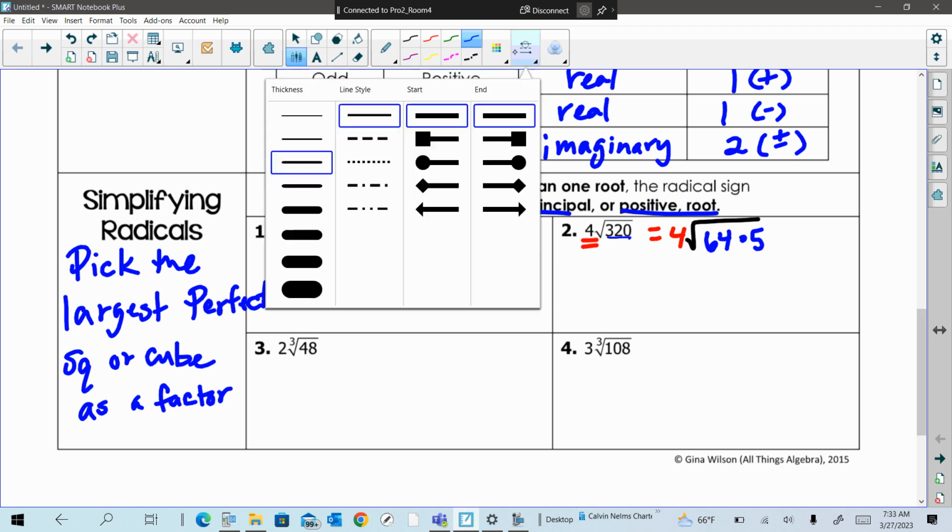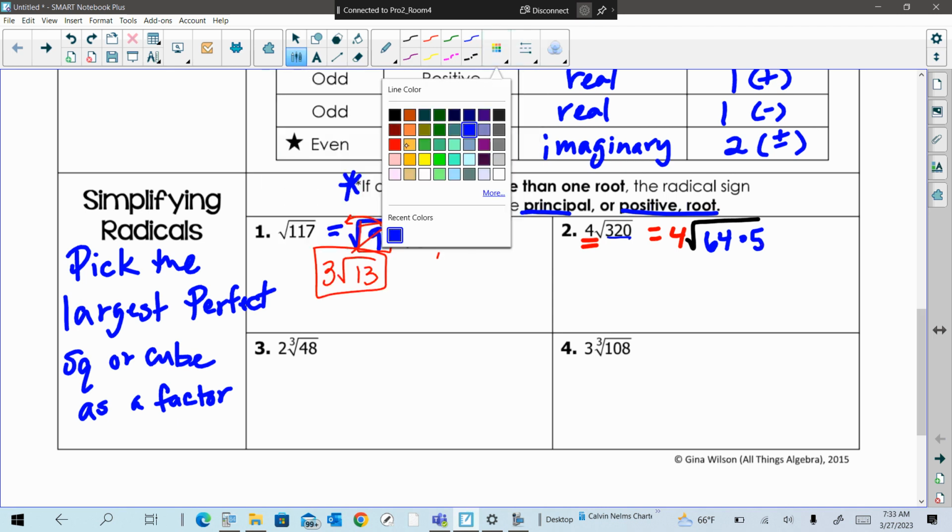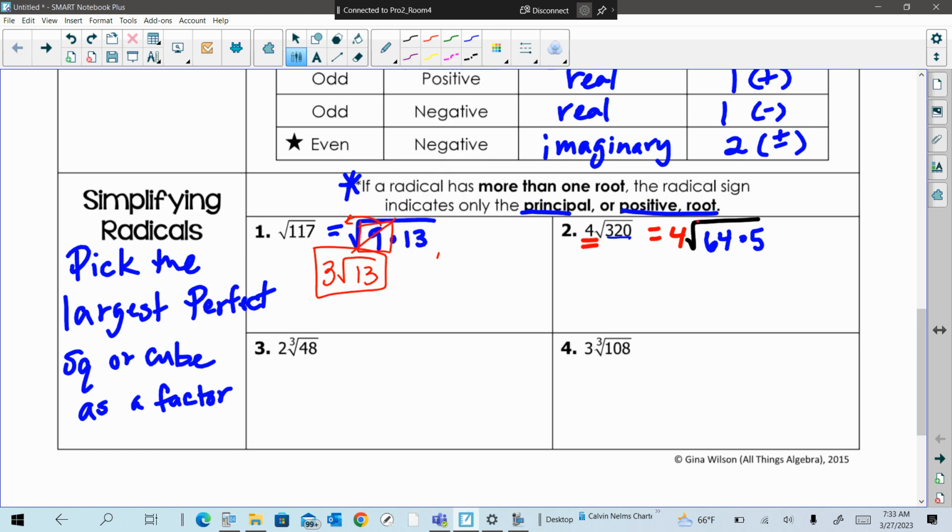The 64 was the perfect square. So I'm putting a square around that to let me know that that number is gone. When you take the square root of 64, it becomes an 8. So that 8 comes outside with that 4. Whatever is outside the radical is multiplied together. 5 is not the perfect square, so it stays underneath the radical.